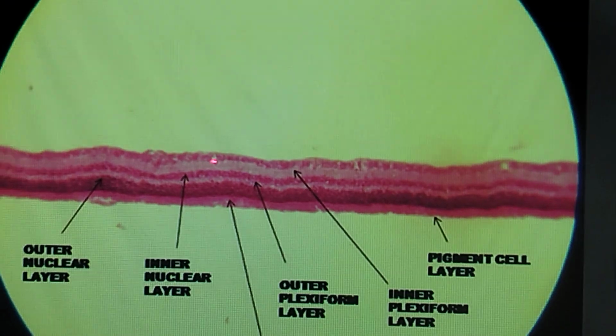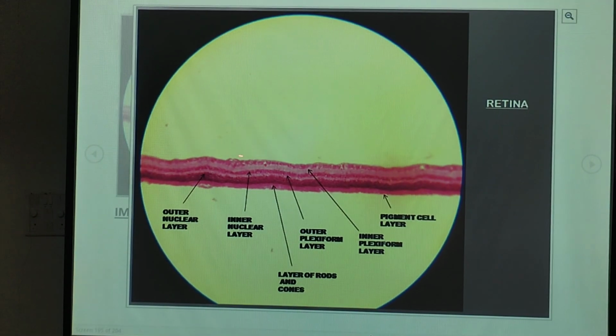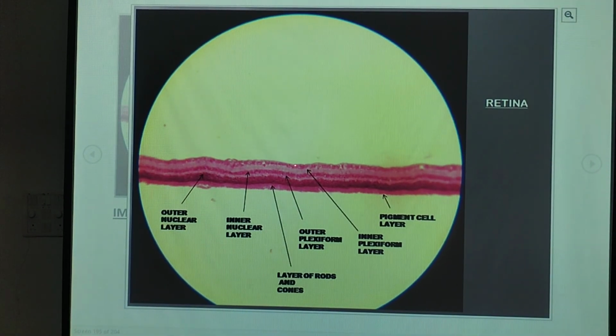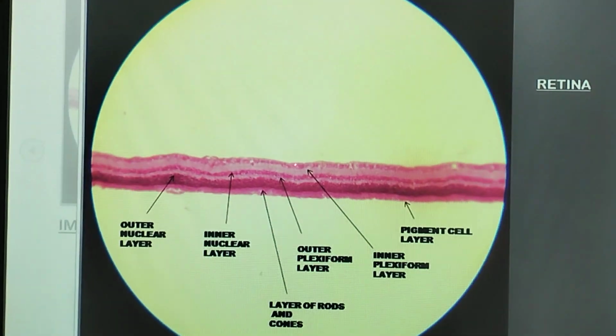Good morning, students. Today we will be discussing the important identifying points of the histology of retina. So here you can see I put the actual photomicrograph of the retina. A part of retina is visible here. So what are the structures that are to be seen to identify this as retina?